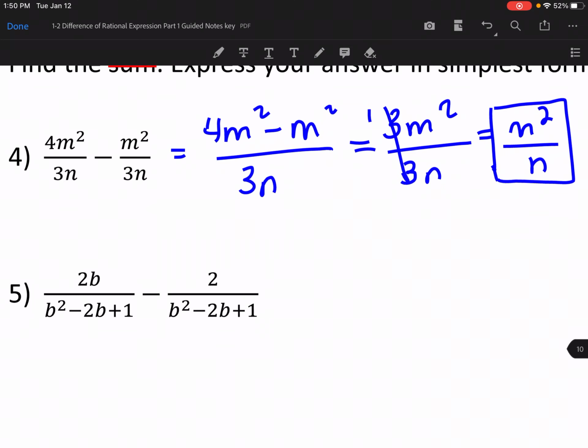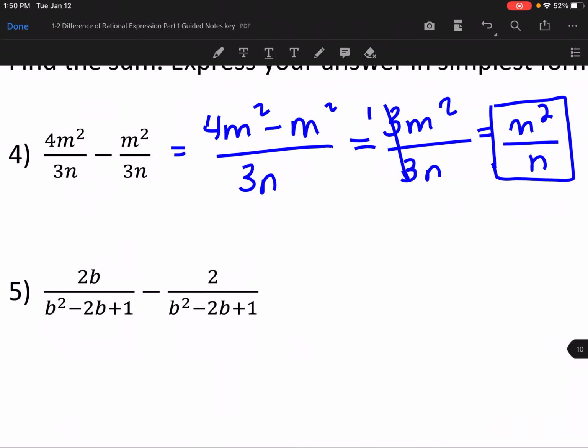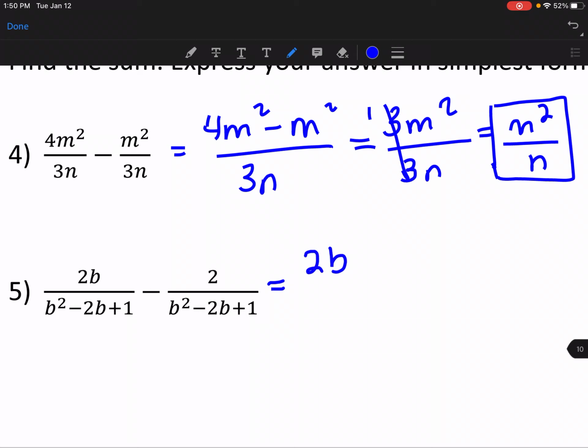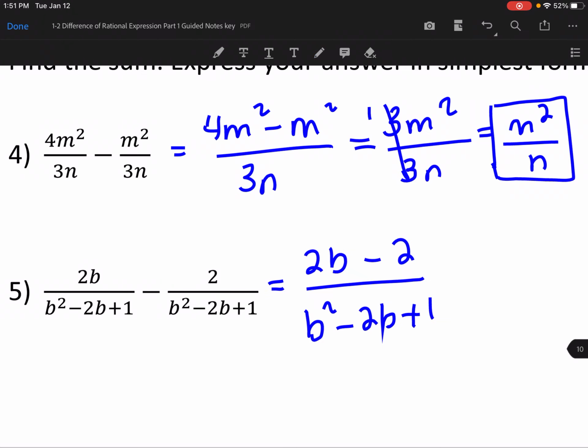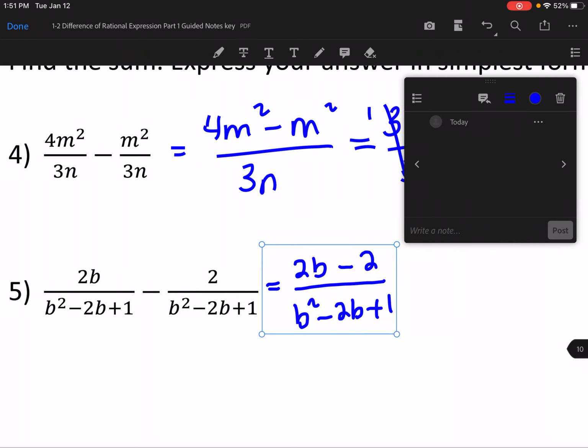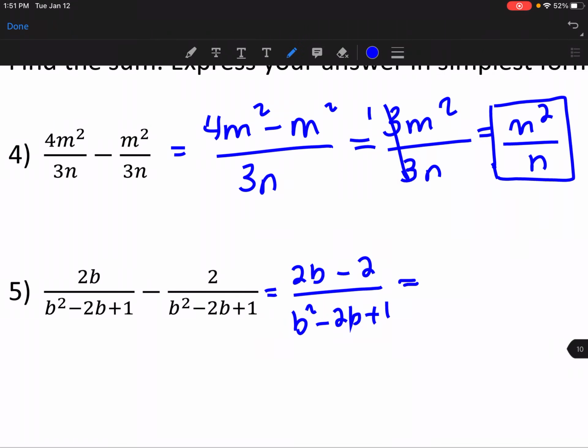Then number 5, I have 2b minus 2 over b squared minus 2b plus 1, minus 2 over b squared minus 2b plus 1. So we're going to subtract our numerators and keep the same denominator. So this is 2b minus 2 all over b squared minus 2b plus 1. Then, is there anything I can factor out? Yes, I can factor out a 2 here, so I'm left with b minus 1. How about my denominator? I have b squared minus 2b plus 1.